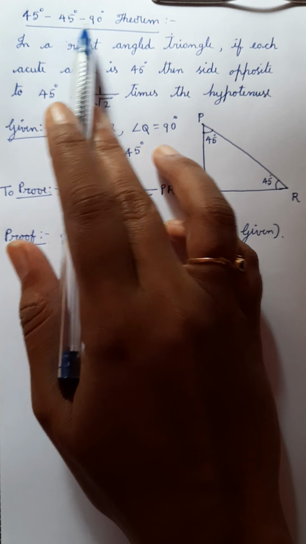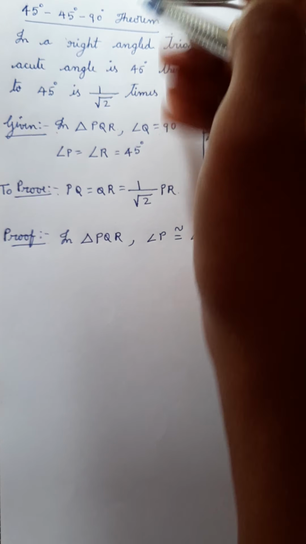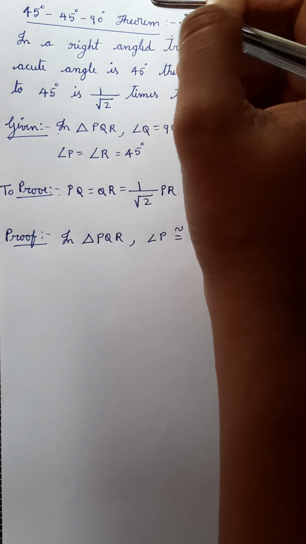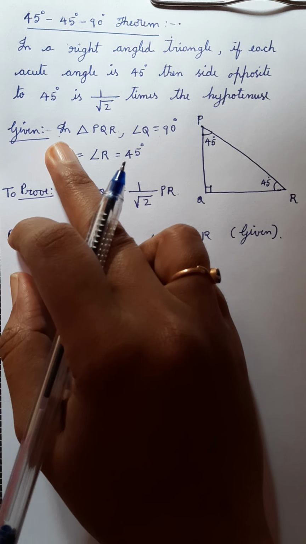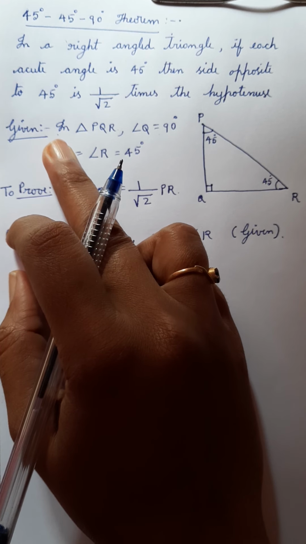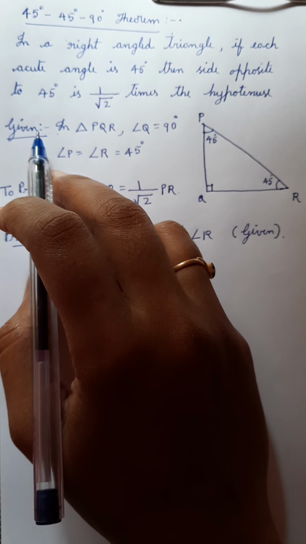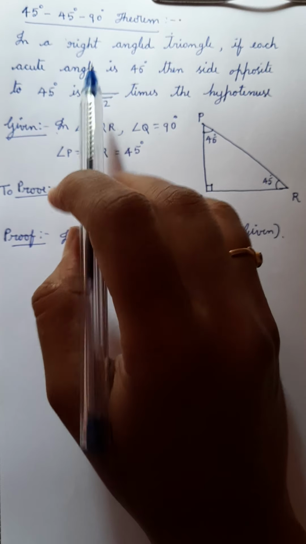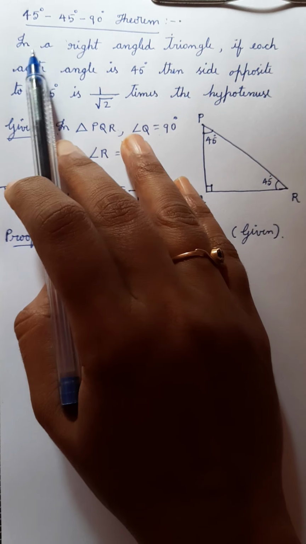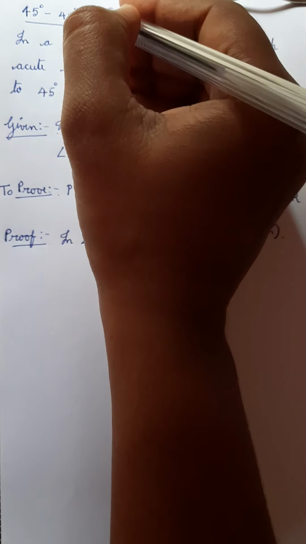Theorem: 45-45-90 degree. If it is in the exam, they may ask to write the 45-45-90 degree theorem and prove it, or state the 45-45-90 degree theorem and prove it. So what to do? First you have to write the statement.